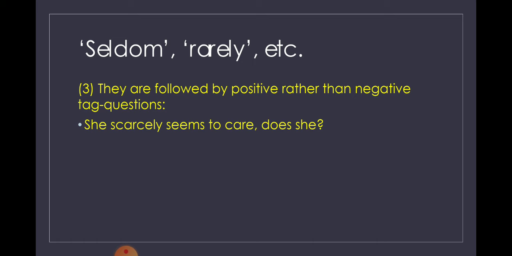Number 3, and the final point that we have today, is that they are followed by positive rather than negative tag questions. So when we have a tag question, we are going to use a positive tag question rather than a negative one. For example, she scarcely seemed to care, does she? So from that, we can conclude that these words are highly similar to the negative words or morphemes that we have mentioned previously.